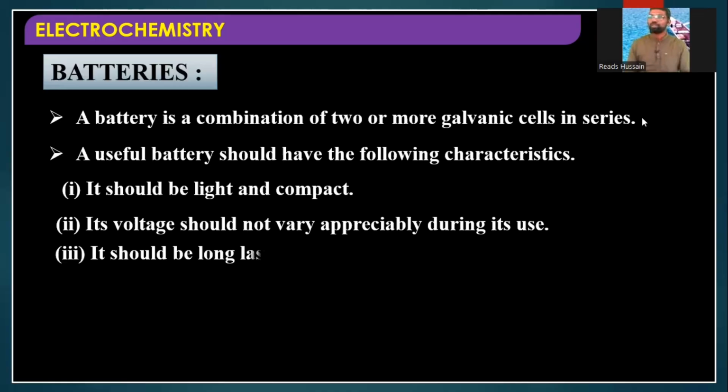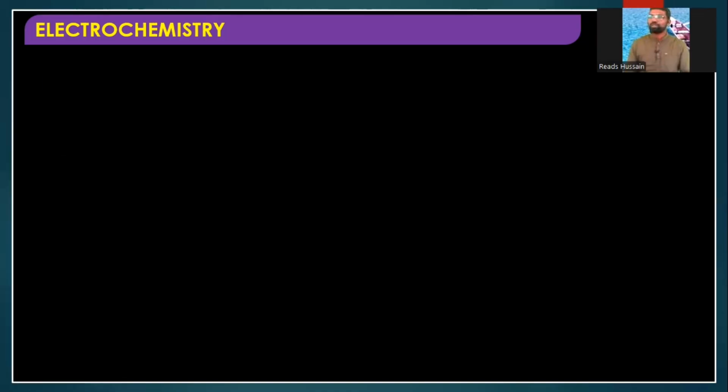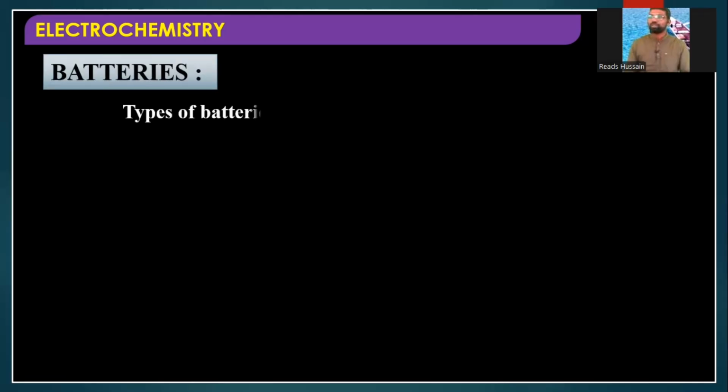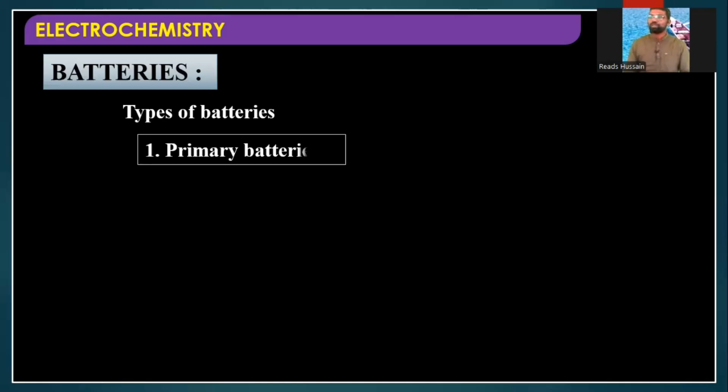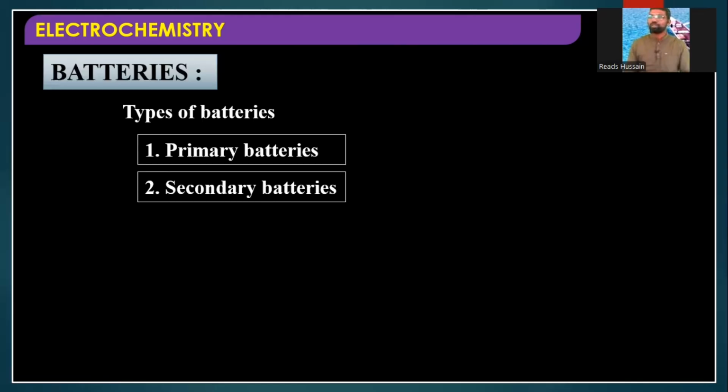Next, it should be long lasting even when it is not in use. Long lasting means long life, more durability. Even when the battery is not in use, it should have a long life, right? These are the main characteristic properties of batteries. Generally, the batteries are of two types. The first one is primary batteries, and the second one is secondary batteries.